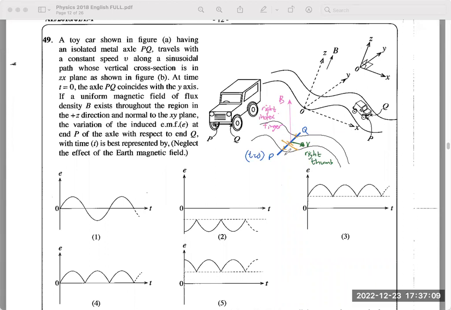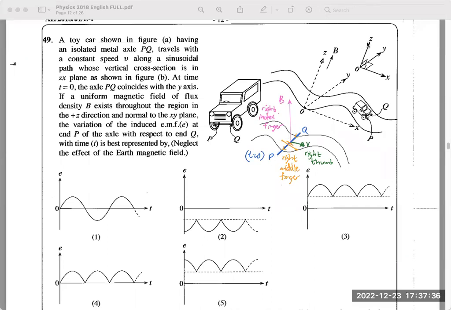This orange color line is the right middle finger. So it should be this way. Okay, so from Q to P only current will flow. From Q to P, in the direction of Y, exactly. In the sense, it should be from Q to P.